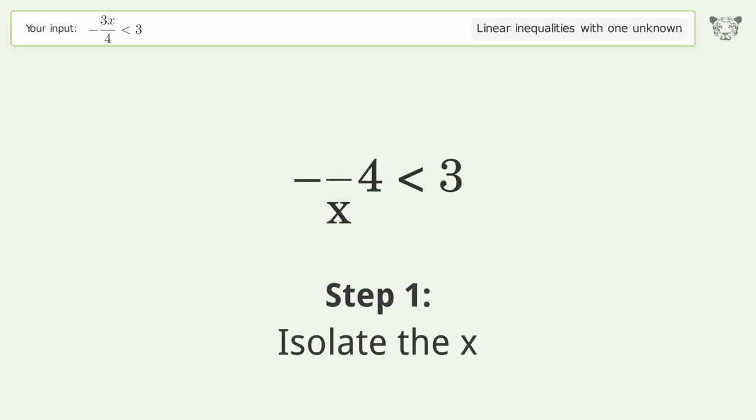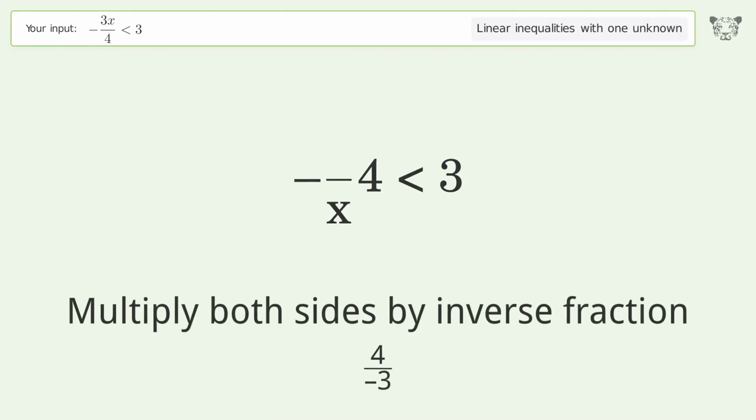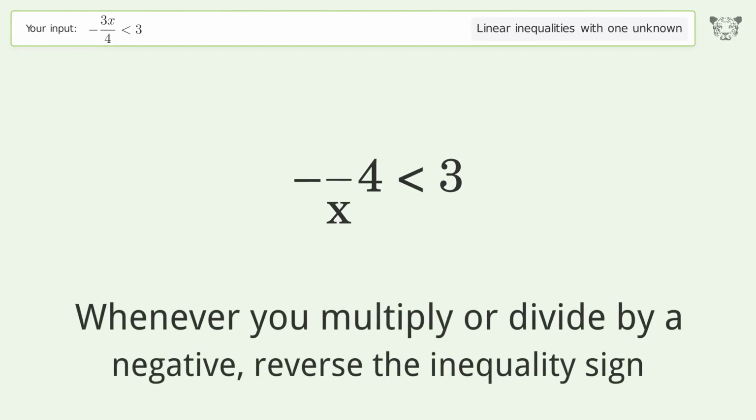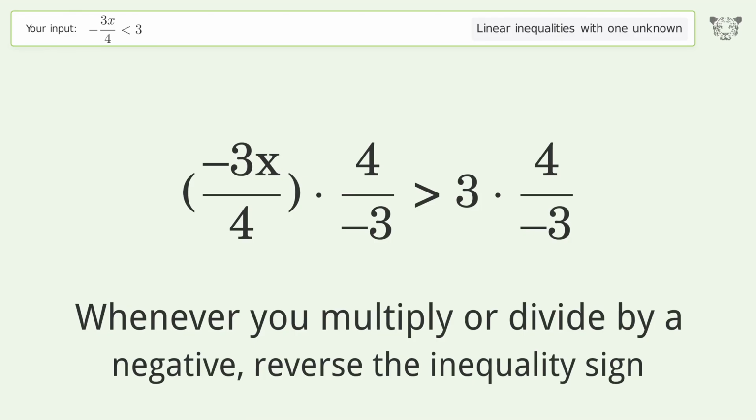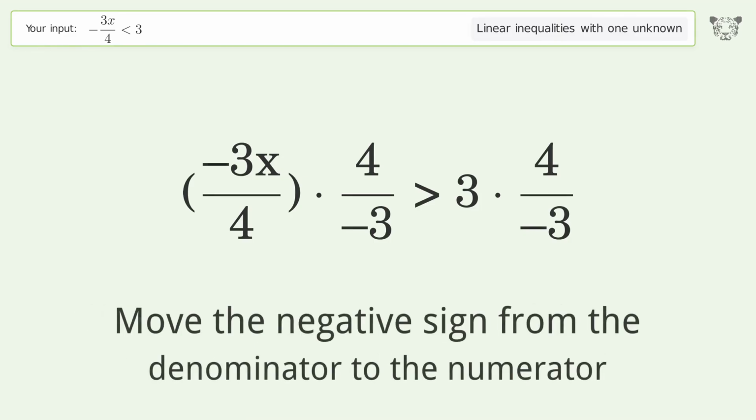Isolate the x. Multiply both sides by the inverse fraction, 4 over -3. Whenever you multiply or divide by a negative, reverse the inequality sign. Move the negative sign from the denominator to the numerator.